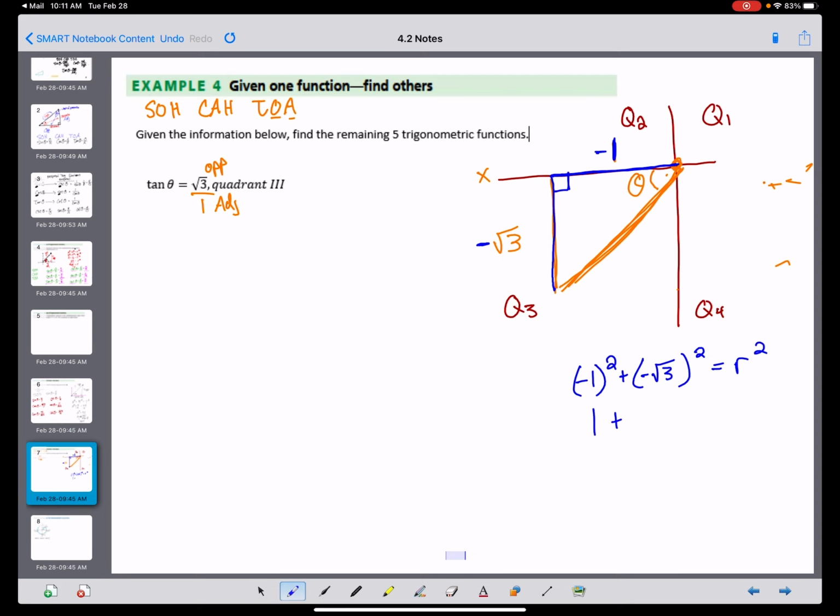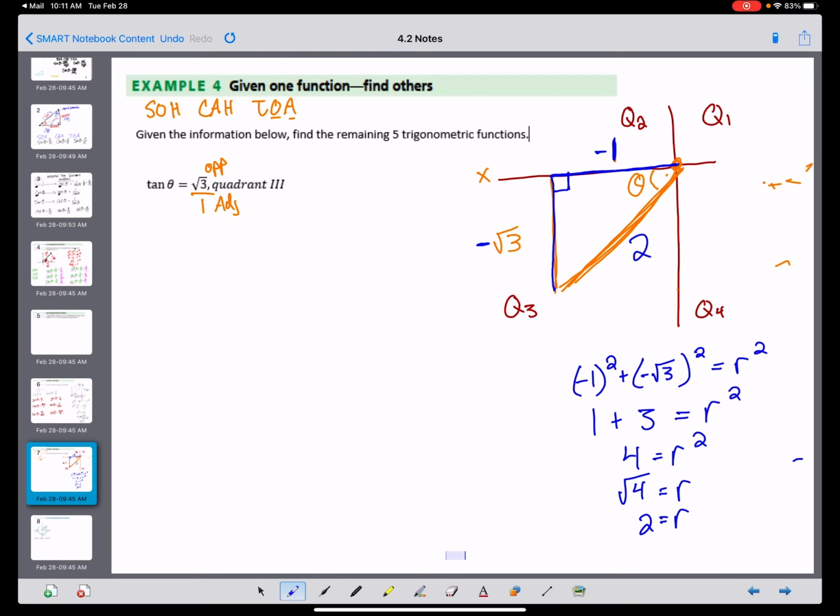So negative 1 squared is 1, plus negative square root of 3 squared. Well, negative squared is positive. Square root of 3 squared is 3. So that equals r squared. So 4 equals r squared. That means r is the square root of 4, which is 2. We're only going to consider the positive version, 2.